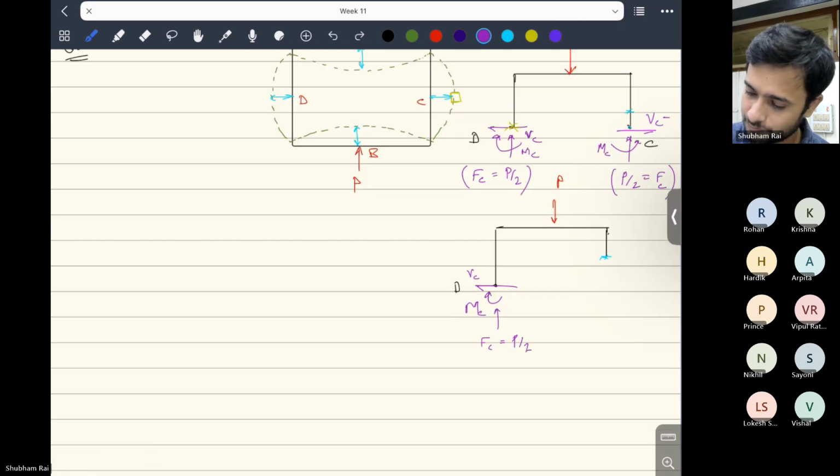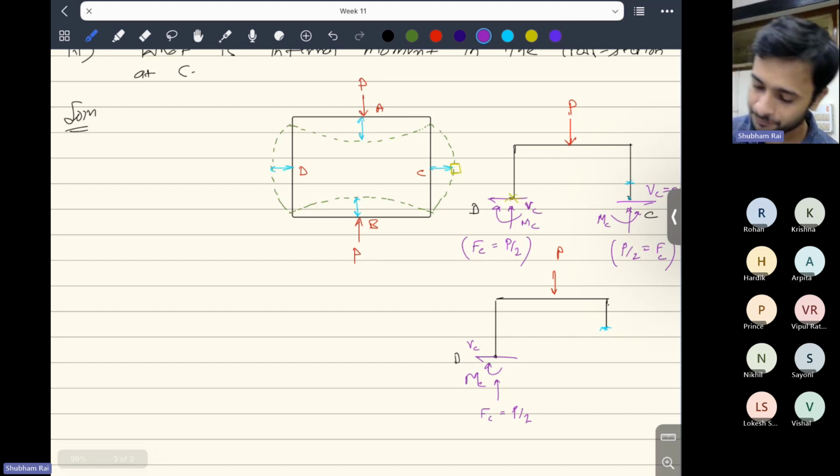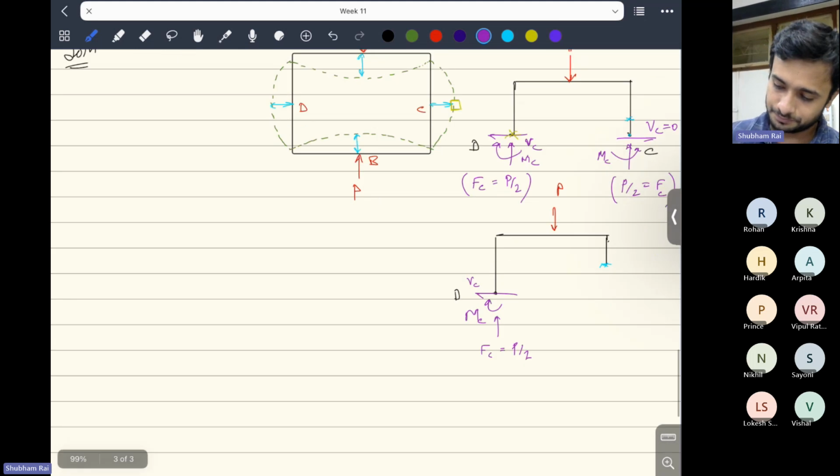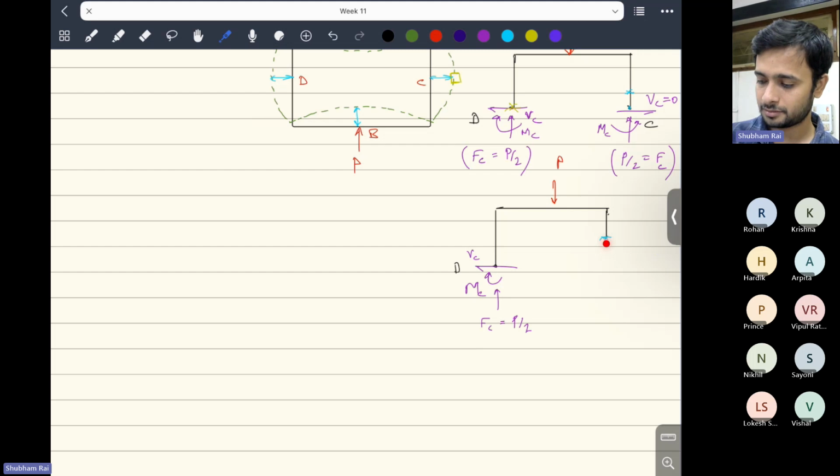You can post in the YouTube comment box if you find any other method to prove VC equal to zero. Anyway, now this VC will be zero, so that's why the moment will also be MC throughout this cross section. Now we will apply Castigliano's theorem here to solve this question.